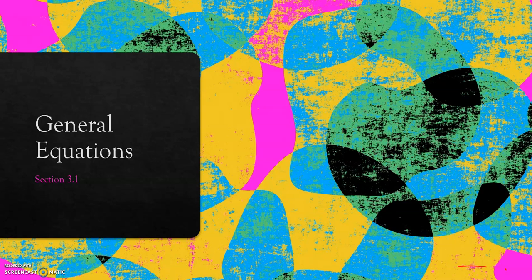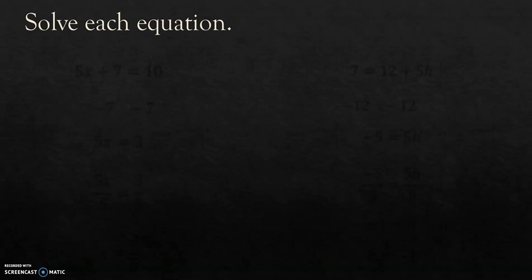Section 3.1, General Equations. Solve each equation. 5x plus 7 equals 10. We want to find the value for x that when substituted in makes the equation true. The first thing we're going to do is get rid of the plus 7. To get rid of the plus 7, we subtract 7 on both sides of the equation.